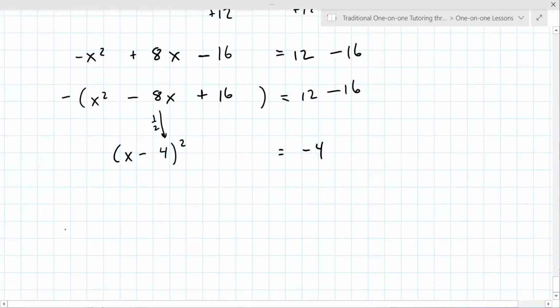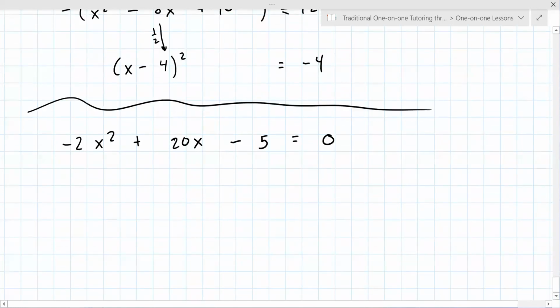Okay, so I mean, they can get more complicated. Minus 2x squared plus 20x, I don't know, minus 5. Okay. So this is a new example. So the first thing you would do is move the 5 to the other side. You follow that? Yeah. So you'd add 5. So you get minus 2x squared plus 20x equals 5. This time you factor out a negative 2.